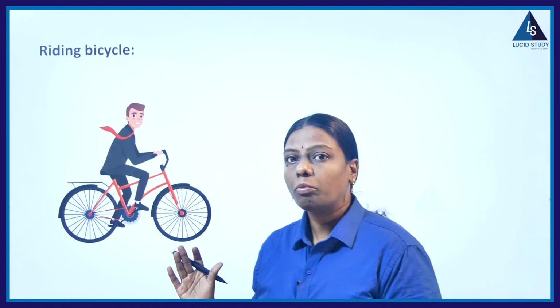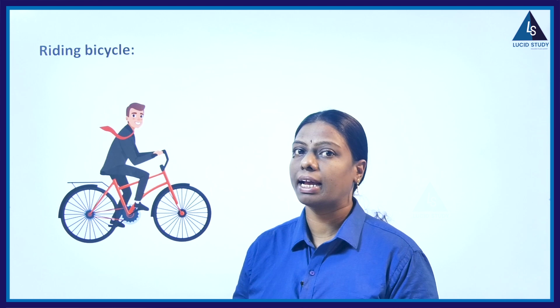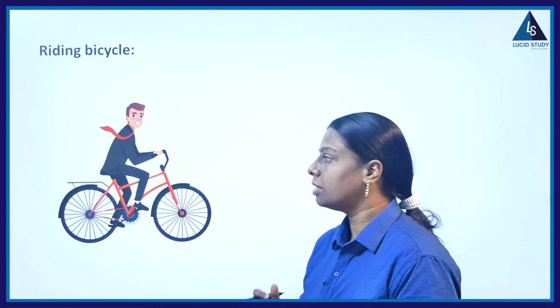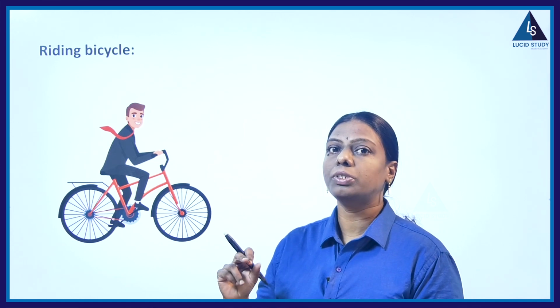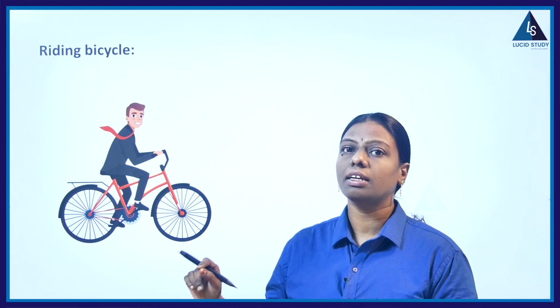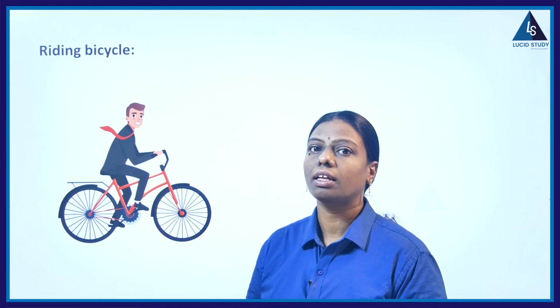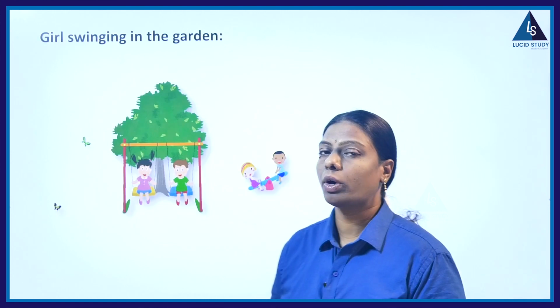Next, see one more example of riding a bicycle. When a person is riding a bicycle, with respect to the seat of the bicycle, the person is at rest. With respect to the road, how does the person appear to be? He is in motion. Yes, children. So here the object with the point of reference is varying. With respect to the seat, the person is at rest. With respect to the road, the person is moving. He is in motion.